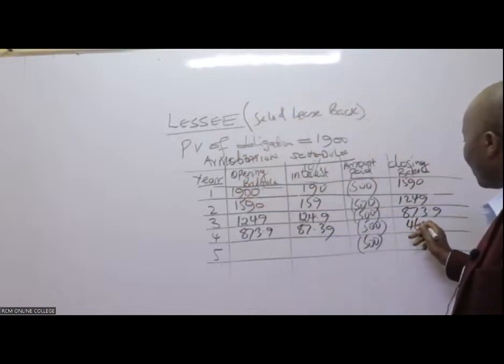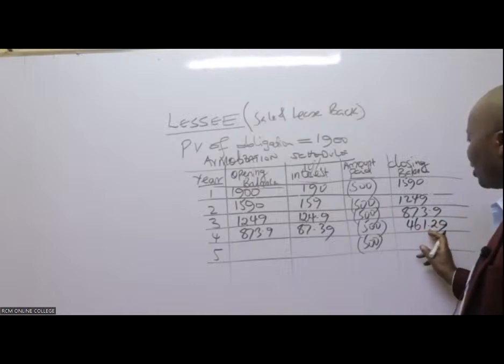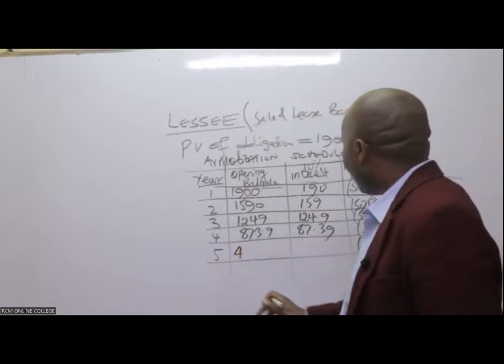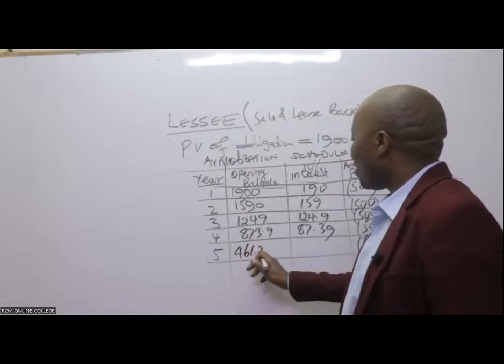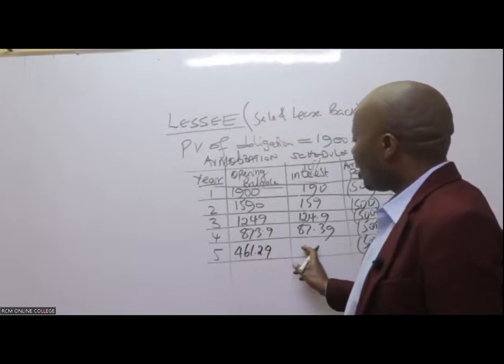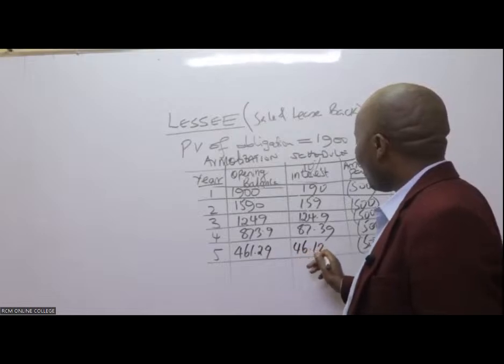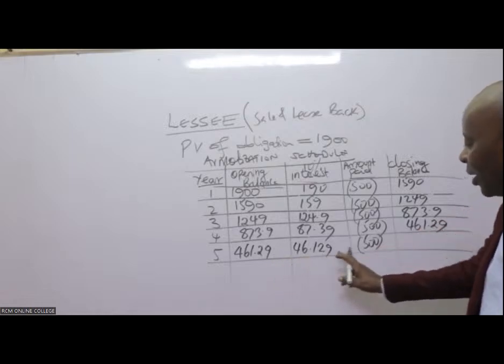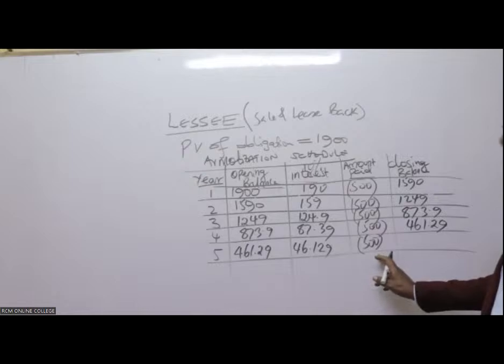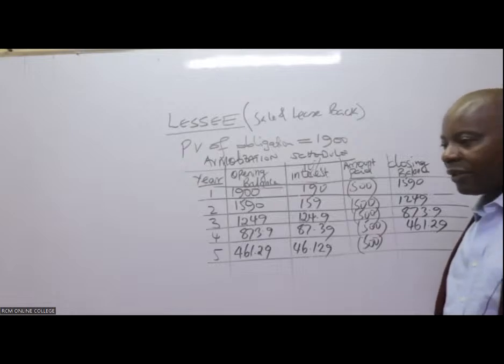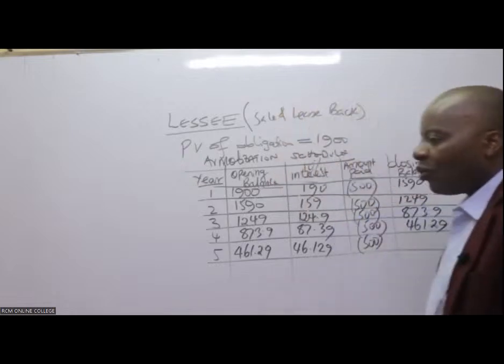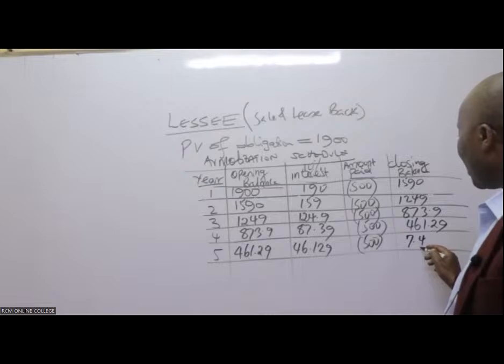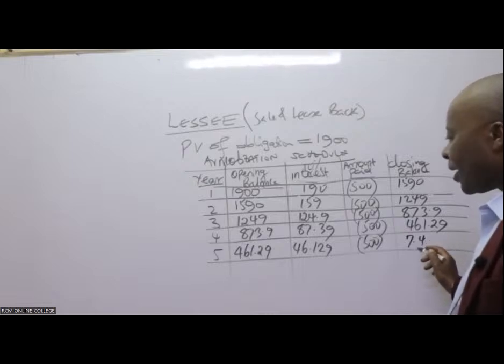So we have here 461.29. So this is what I bring here. 461.29. 10% of it is interest. 10% gives me 46.129. So can somebody, ladies and gentlemen, take this amount plus this amount minus the reduction in the obligation? Give me a figure, somebody. So in this case here, they're saying 7.419.